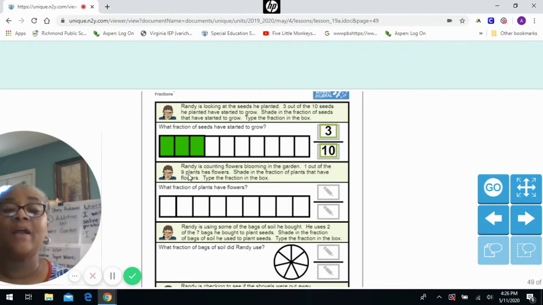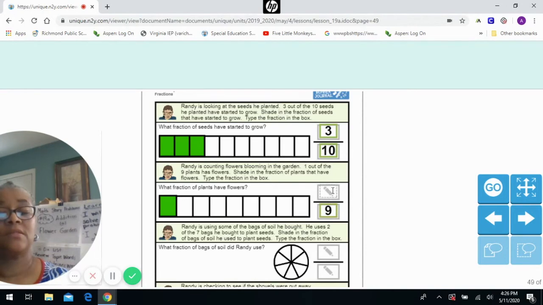1 out of 9 plants has flowers. Shade in the fraction of plants that have flowers. Type the fraction in the box. So what fraction of plants have flowers? So how many did he say? He said it was what? 1. And how many were all together? Let's count them. 1, 2, 3, 4, 5, 6, 7, 8, and 9. So let's put all together first. When we do our fraction, we'll put the denominator in first. 9. And how many were colored? Bloom.